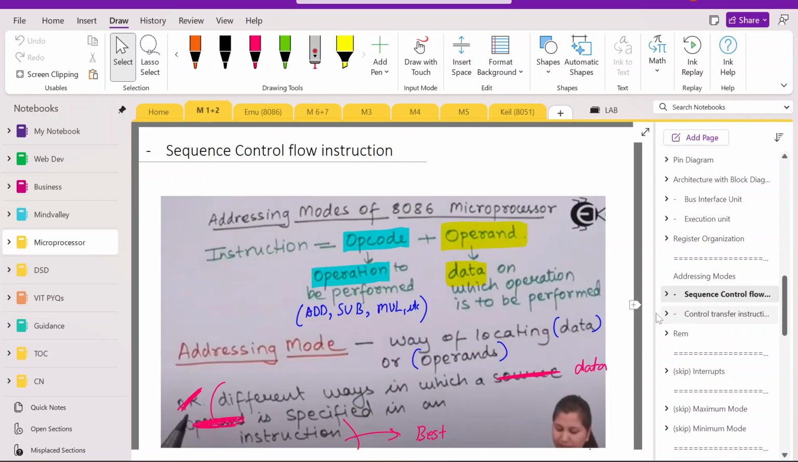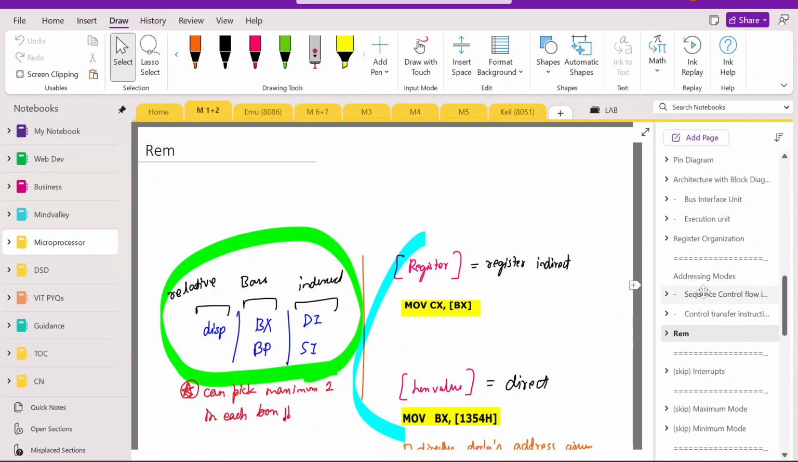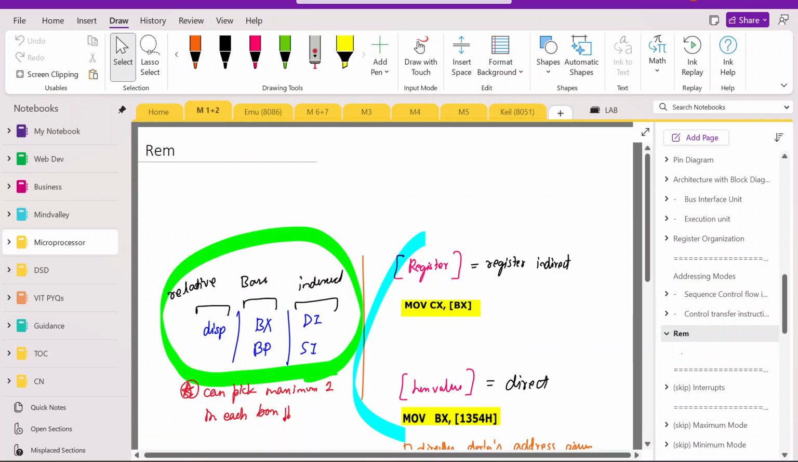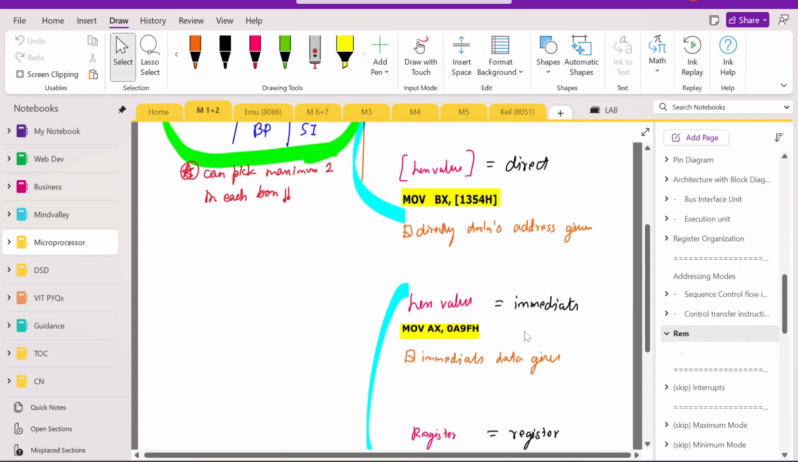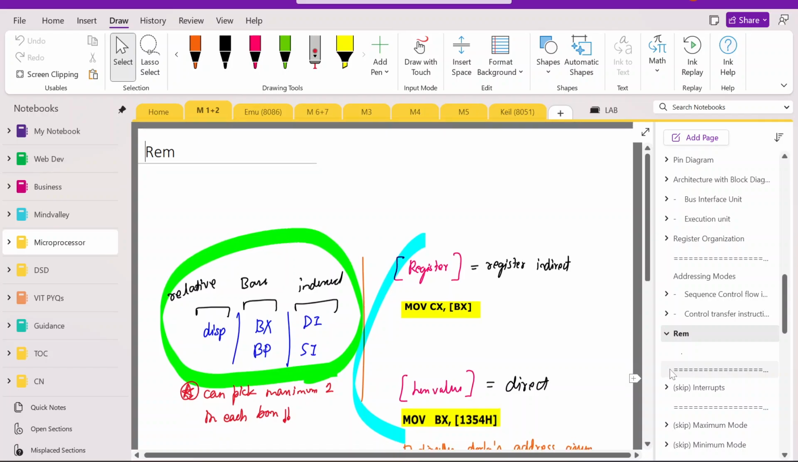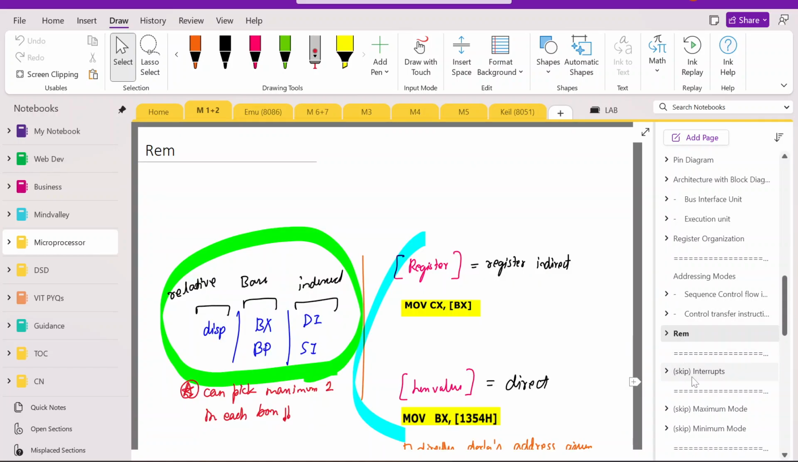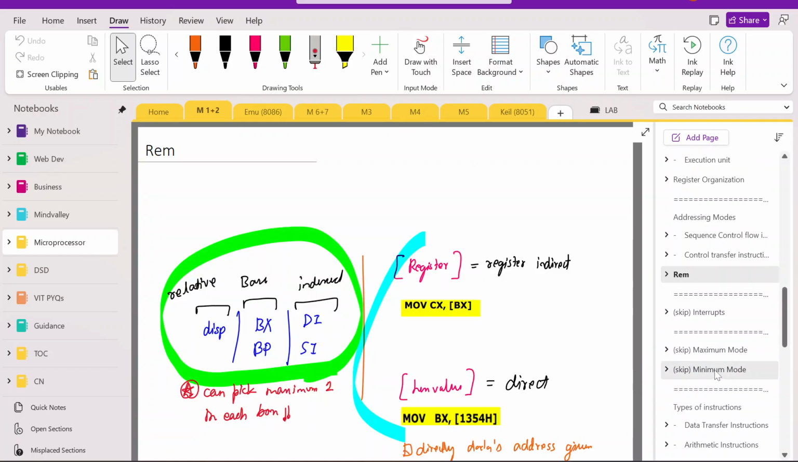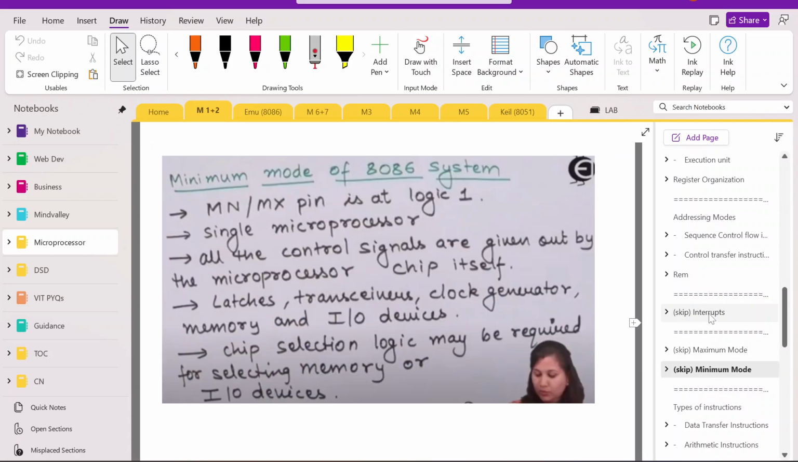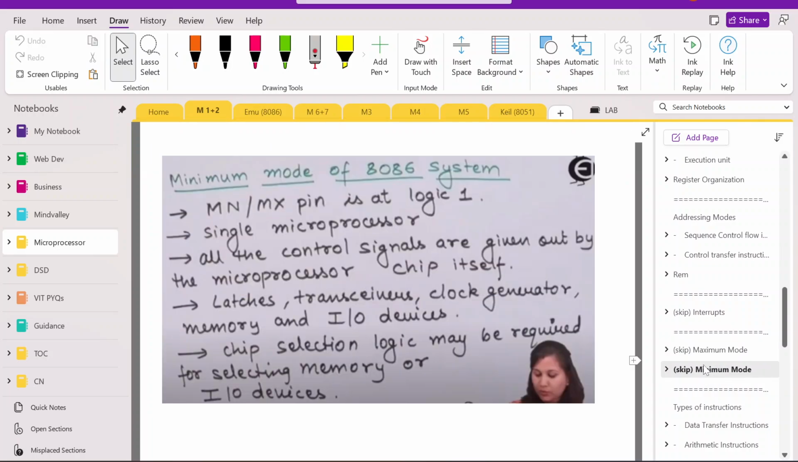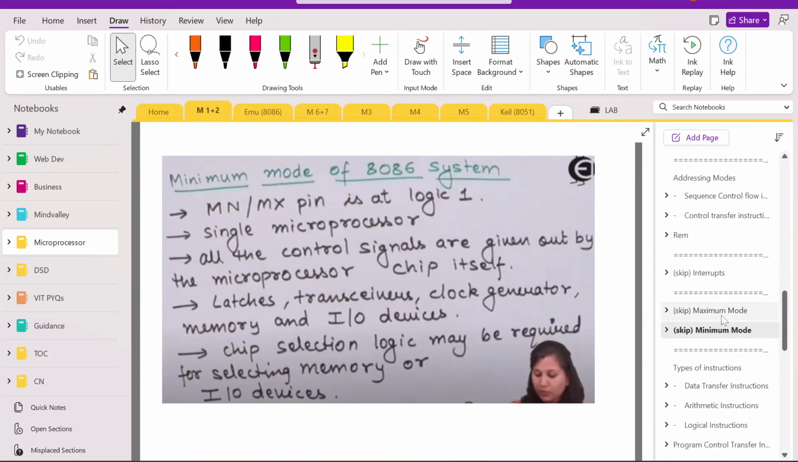Addressing modes are more of what I studied, you can see like this. I made it to remember them, just look into that and you will get to know. This is a screenshot from Engineering Funda, but it is the only screenshot that is helpful, not the video. Interrupts I have written as skip here, but I have covered interrupts in the lab portion, and I will move into that. And max and min mode is theory you need to know.